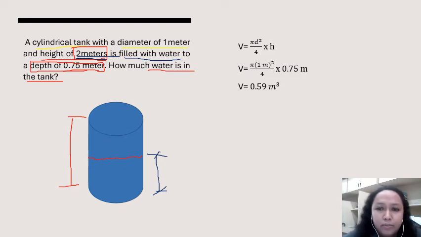Okay? So, in computing for that, we have now the volume, which is equal to pi d squared over 4. This is the area times the height. Okay. So, proper substitution, since the unit is in SI unit class, we have now that in meter. So, 1 meter squared times pi over 4 times 0.75 meter. Itin lang natin kasi ang tanong lang is how much water is in the tank. So, dito lang tayo. So, we have now the volume which is equal to 0.59 cubic meter.